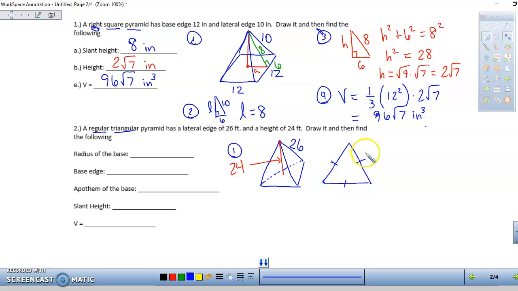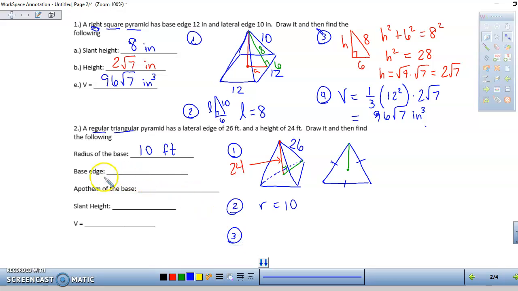Okay, we don't have any information about this base right now, so we're going to start going through and figuring some of these out. Okay, the radius of the base is the first thing you can find. So maybe I'll do that in green because the height connects with that lateral edge and forms this right triangle. So again, the radius would be here. Okay, and that corresponds with that. Now, this is a triple, so there's not much to calculate there, but it's a 5, 12, 13, so the radius is going to be 10. So this is 10 feet.